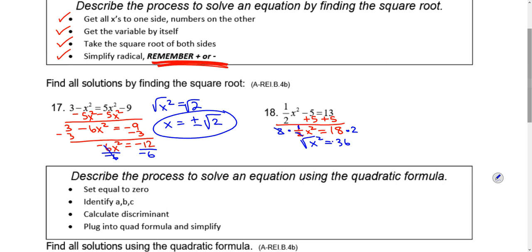So you square root both sides. That gives you x equals plus or minus. Square root of 36 is just 6. This problem should have had two answers. We have x equals positive 6, x equals negative 6. That's how you solve by using square root.